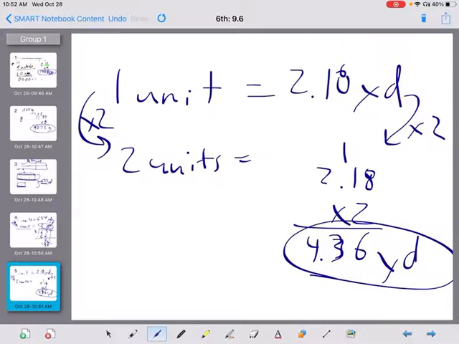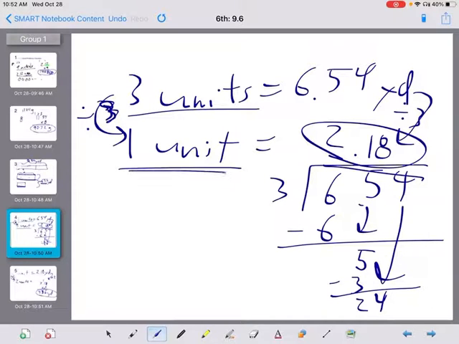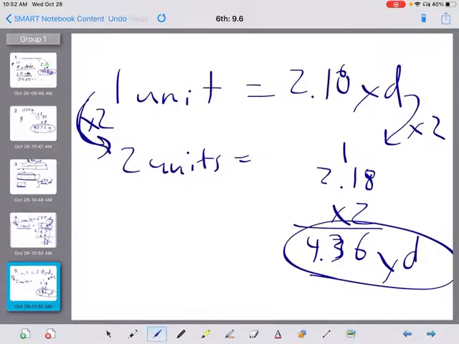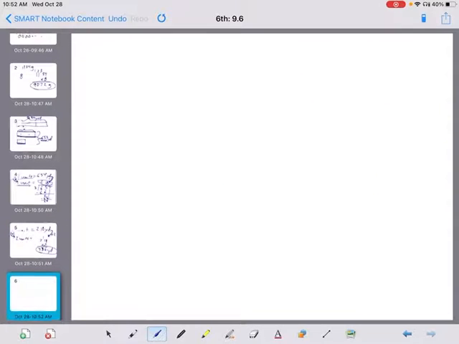You have to say, hey, I'm going to get from 3 units to 1 unit by, well, how do I get there? I have to divide on both sides. And I have to get from 1 unit to 2 units. How do I do that? I multiply on both sides. So that's how you figure that one out.